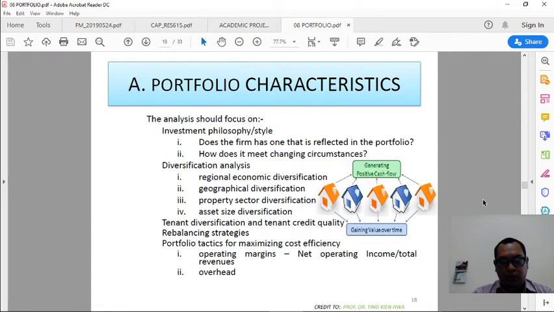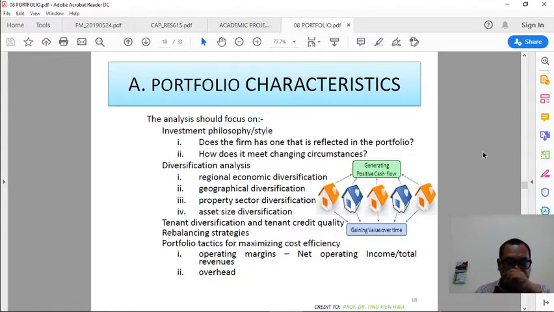So you have to manage these two also. Okay. So for portfolio characteristics, you should conduct the analysis so that you have the philosophy or even style to manage the portfolio. How all of your investment in the REITs, how all your investment in the direct investment or even the traditional investment can contribute towards profit or even revenue. Does your property in Ipoh make money? Does your property in Johor Bahru make money?